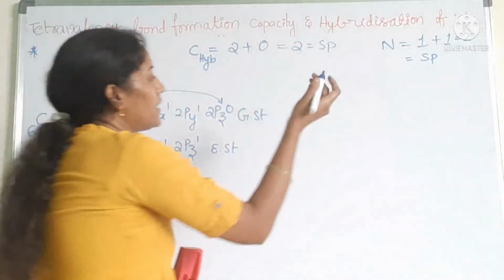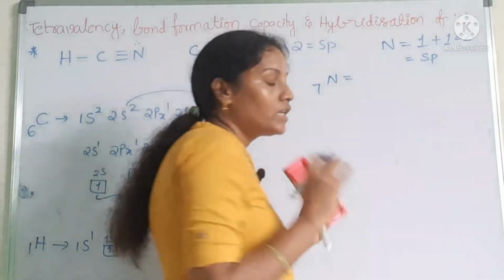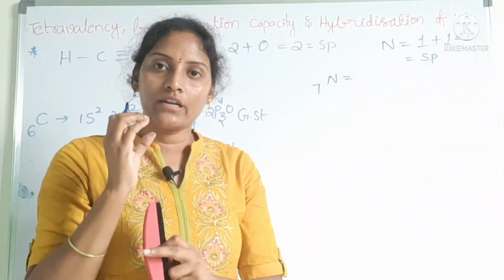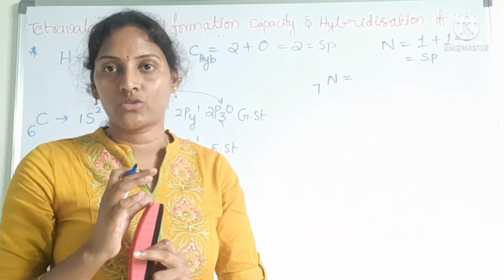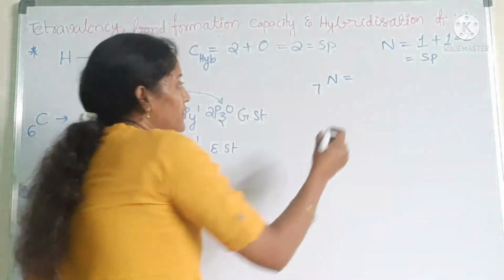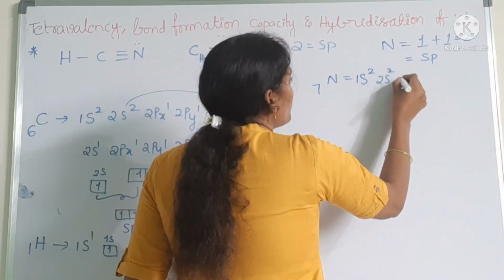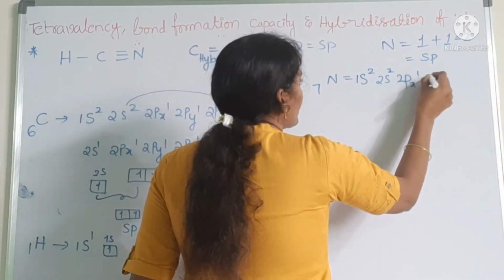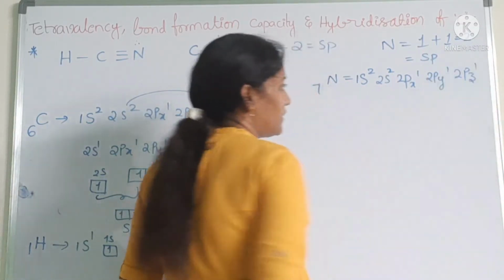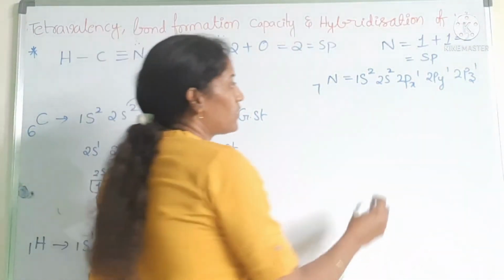See, you can take the electronic configuration for nitrogen. For nitrogen, we can take only the ground state electronic configuration for hybridization. No need to take the excited state electronic configuration. See, 1s2 2s2 2px1 2py1 2pz1. Okay, this is nitrogen's ground state electronic configuration.